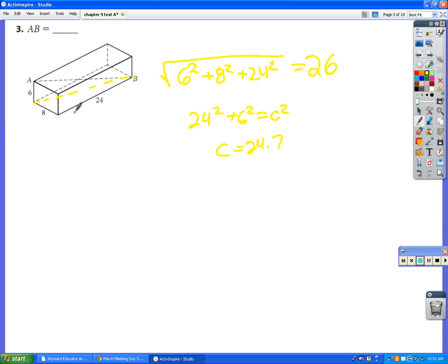So once you get this answer, you have to go 24.7 squared plus 8 squared, because you haven't used the 8 yet, equals C squared, and when you figure that out, that'll be your final answer.